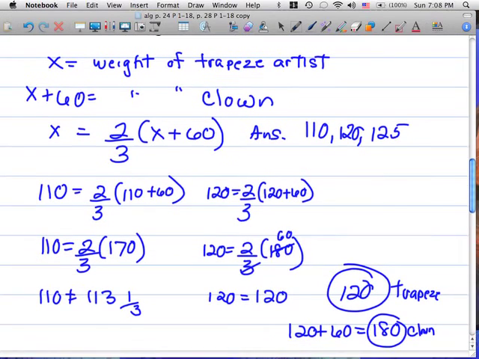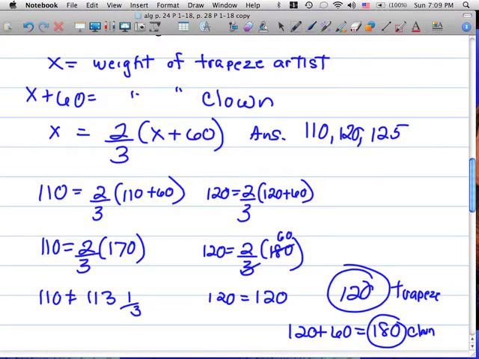Putting in for both X's 110. 110 equals 2/3 of 110 plus 60. That's 2/3 of 170, which if I multiply that out and divide by 3, I get 113 1/3. That doesn't work. Plug in 120.